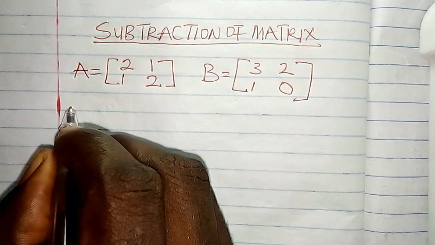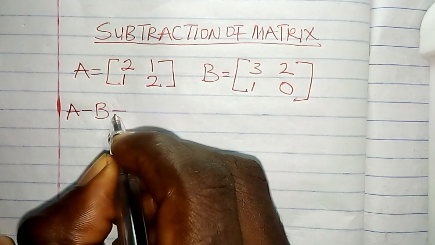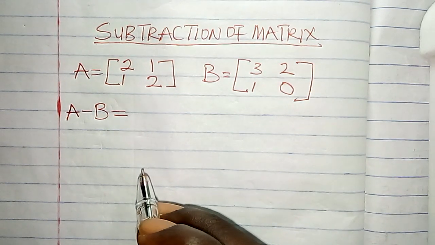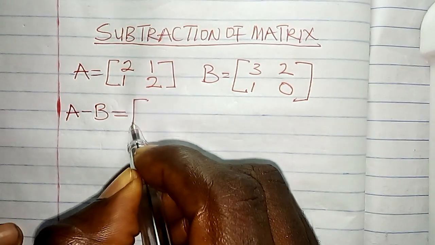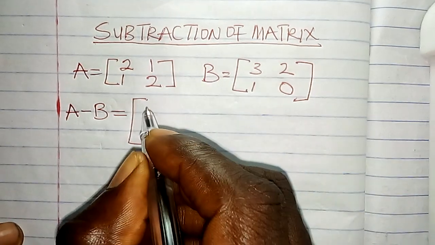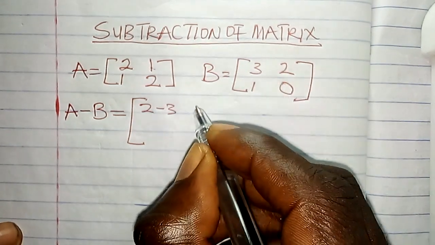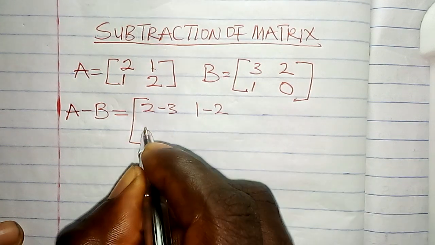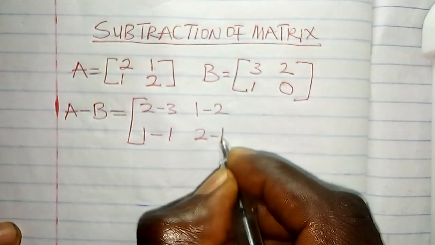So if we are to subtract matrix B from A, it simply means that we are going to subtract the corresponding element just as it is done for addition. So it will now be 2 minus 3, 1 minus 2. Here will be 1 minus 1, and here will be 2 minus 0.